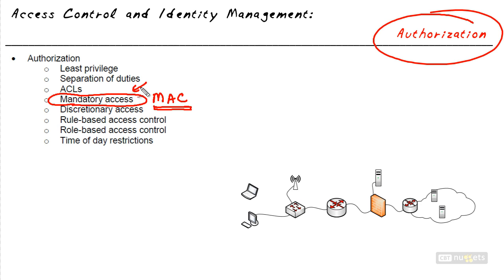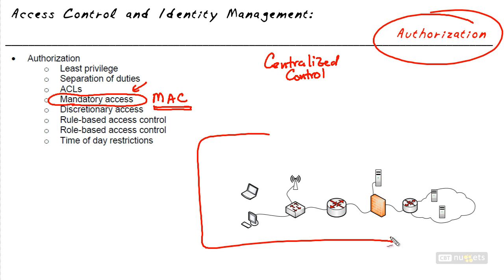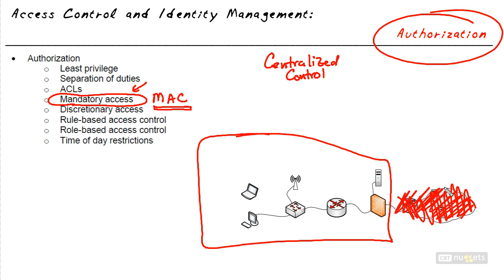Here's how mandatory access control works. We're going to have a centralized control method for the whole system. So let's say, for example, this is our whole system right here. And in a mandatory access control environment, we may or may not be connected to other networks because of security reasons. So I'm going to go ahead and take off the internet just for this discussion. And here's what we're going to do with mandatory access control.